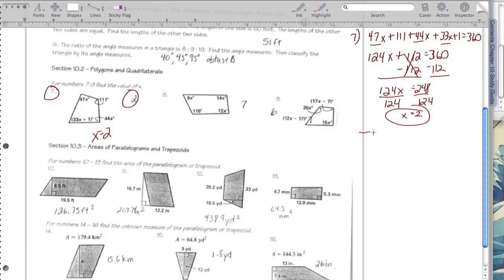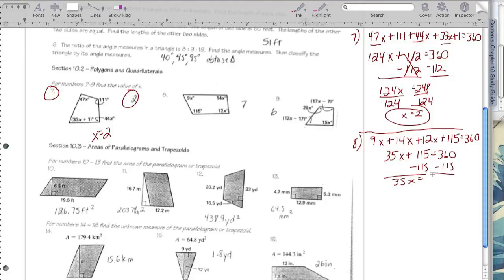Okay? Let's try number 8 using the right number again. We have all of our angles identified for us. It is a quadrilateral because there's 4 sides. We're going to add them all up and set them equal to 360 because there's 360 degrees in a quadrilateral. All right, 9x, 14x, and 12x are all like terms. I'm going to get 35x plus 115 equals 360. Subtract 115 on both sides.